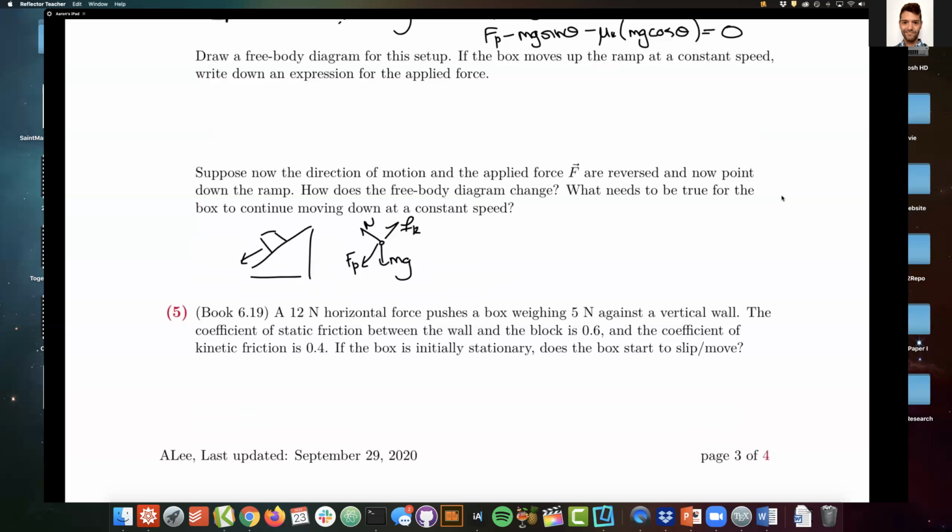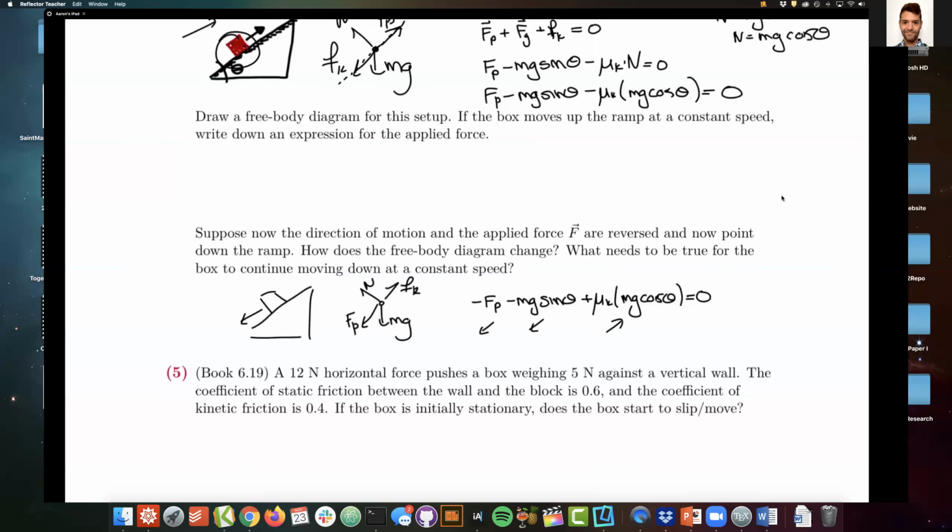So in this case, again, if down is negative, it ends up just being negative F push, negative mg sine theta, plus mu sub k mg cosine theta equals 0. So the value of F push changes because some of the signs of the forces have changed. Now the push is pointing down, gravity is pointing down, but now friction is pointing up. Versus here where the push was pointing up, gravity is pointing down, and friction was pointing down.